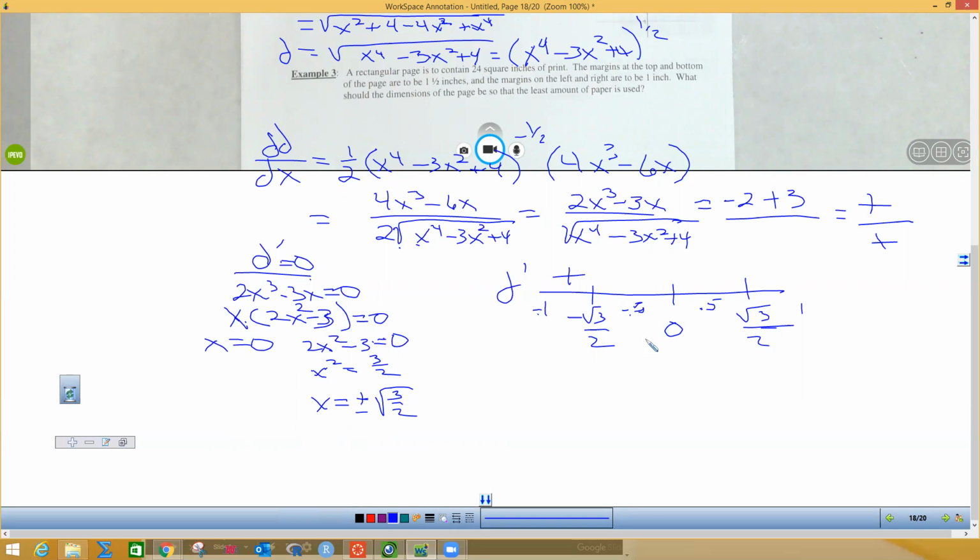Oh, I forgot to do where d prime is undefined. D prime is undefined where this bottom part would equal 0. Well, this is going to be a swing stroke above the x-axis, so there's nowhere this will equal 0. If you factor this, you're going to get positive negative 1 and positive negative 2. So there is none for this undefined. I forgot to do that part. All right, so we get a positive here.